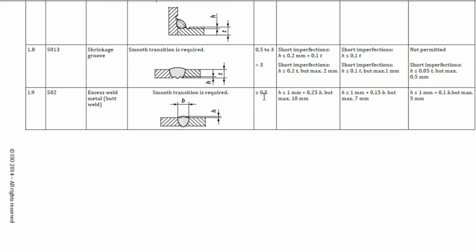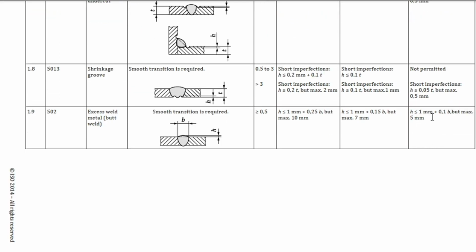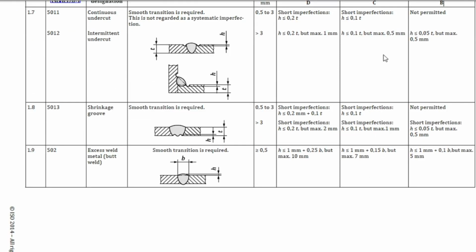If the material thickness is greater than or equal to 0.5 mm, then for quality level B, height less than or equal to 1 mm plus 0.1 b, but maximum is 5 mm. So it should not exceed 5 mm. If we follow quality level C, then height less than or equal to 1 mm plus 0.15 b, where b is the breadth of the weld, but maximum is 7 mm. For quality level D, height is less than or equal to 1 mm plus 0.25 b, but maximum is 10 mm.